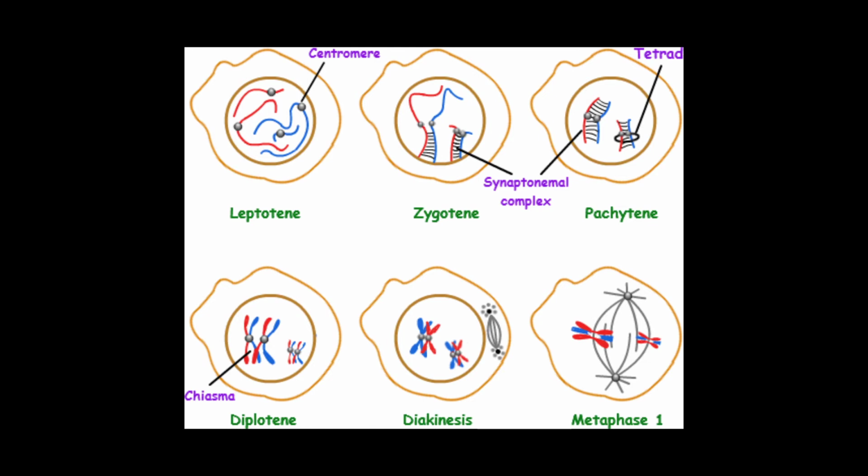And next is the pachytene, or the pachynema. The synapsis is complete throughout each pair of homologous chromosomes, and there is crossing over. So the genetic exchange between non-sister chromatids of a homologous pair occurs.